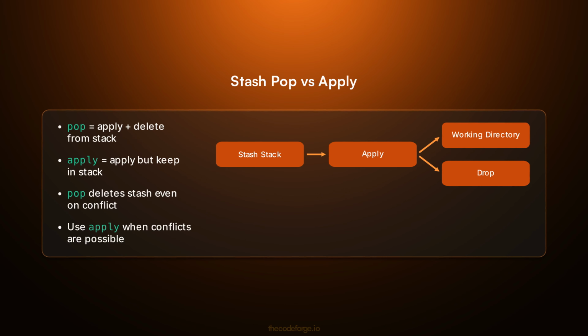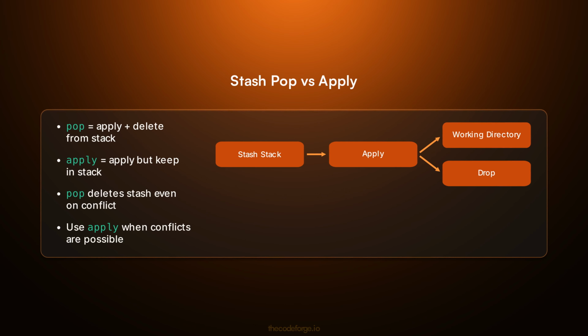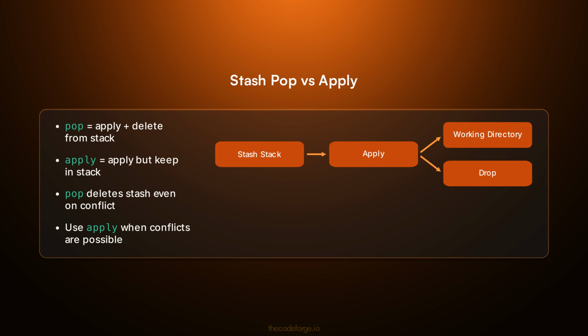The difference between pop and apply matters more than most tutorials let on. git stash pop applies the stash and immediately removes it from the stack. git stash apply applies it but leaves it in the stack. The critical behavior: if git stash pop encounters a conflict, it still removes the stash from the stack before throwing the conflict. You're now in a conflicted state with the stash gone. Use apply when there's any chance of conflicts.